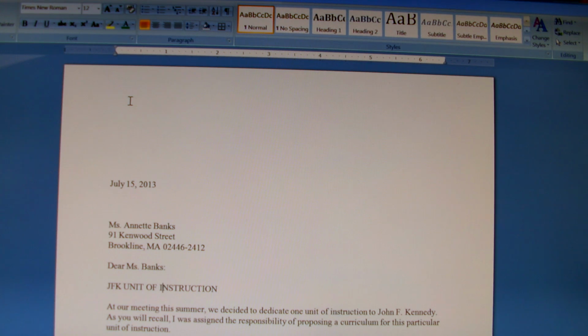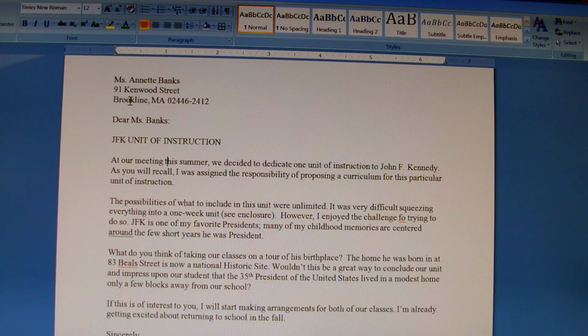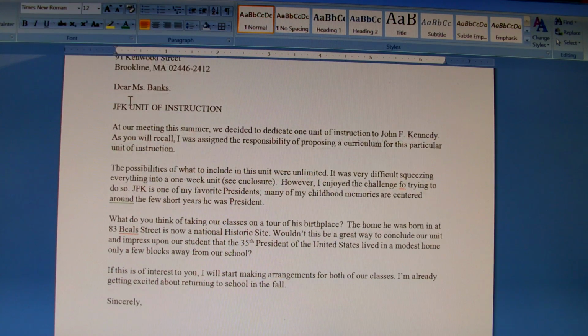This letter has a subject line. The subject line is a double space below the salutation, and it is in all caps. Following that, you have a double space, and then the letter is single space with a double space between new paragraphs.